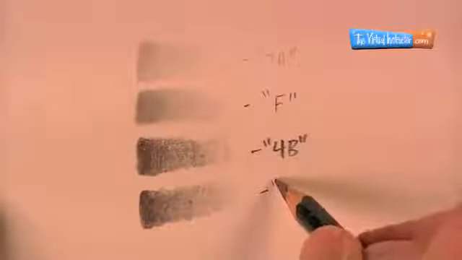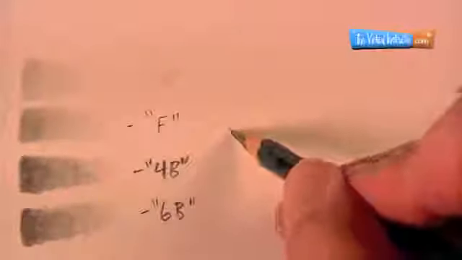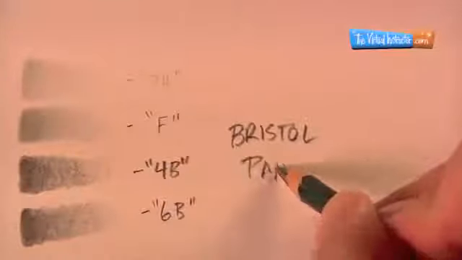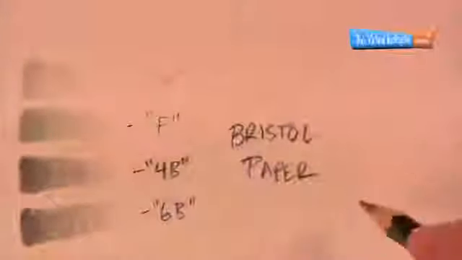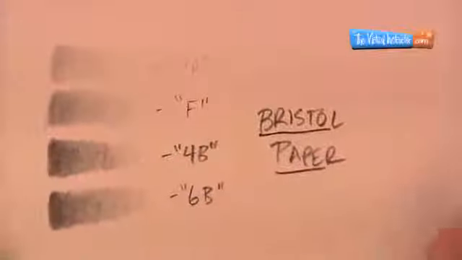So again, to recap real quickly, there are 3 factors to creating that smooth transition in value, that smooth shading: the pencil, the application, and the paper. If you're looking for that smooth transition in value, then Bristol paper is the way to go.